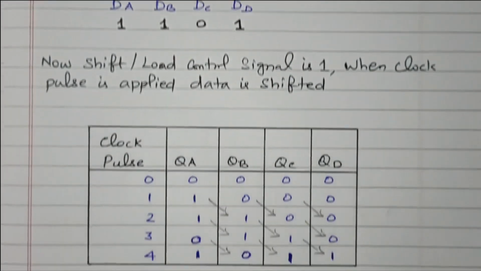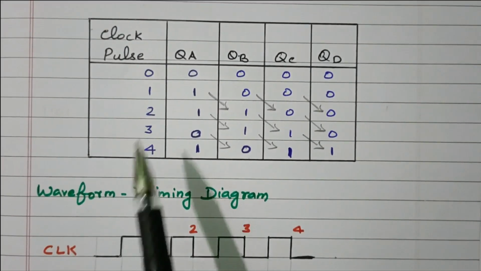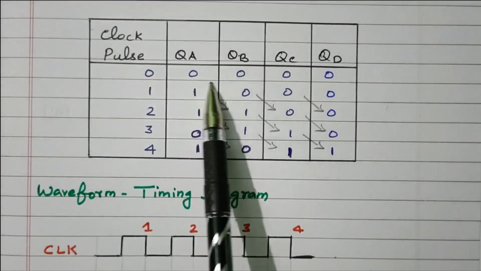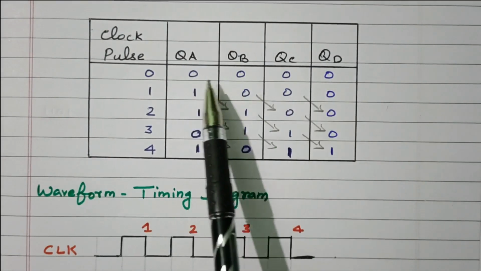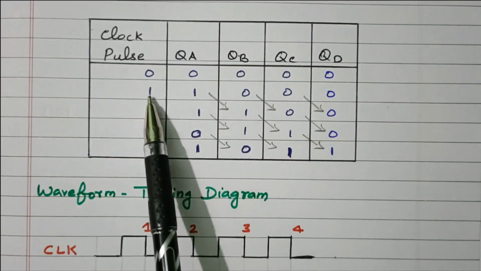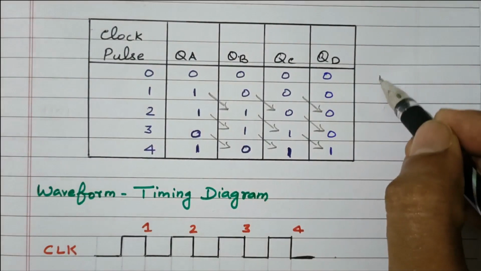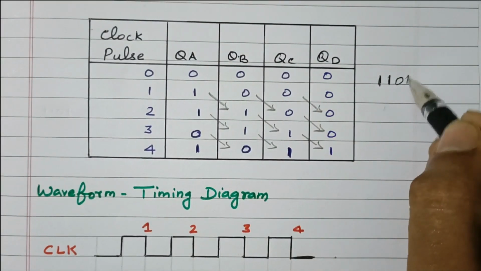Will be got the high output. Now we'll see how the data will be shifted. Initially all the data are 0. The outputs of the flip-flops QA, QB, QC are 0. In the first clock pulse we are applying 1. The data we need to apply is 1, 1, 0, 1.